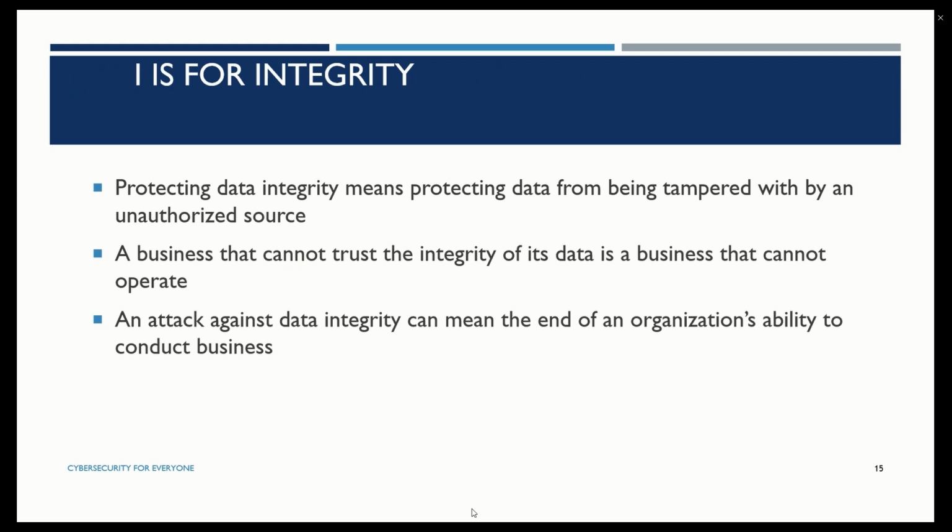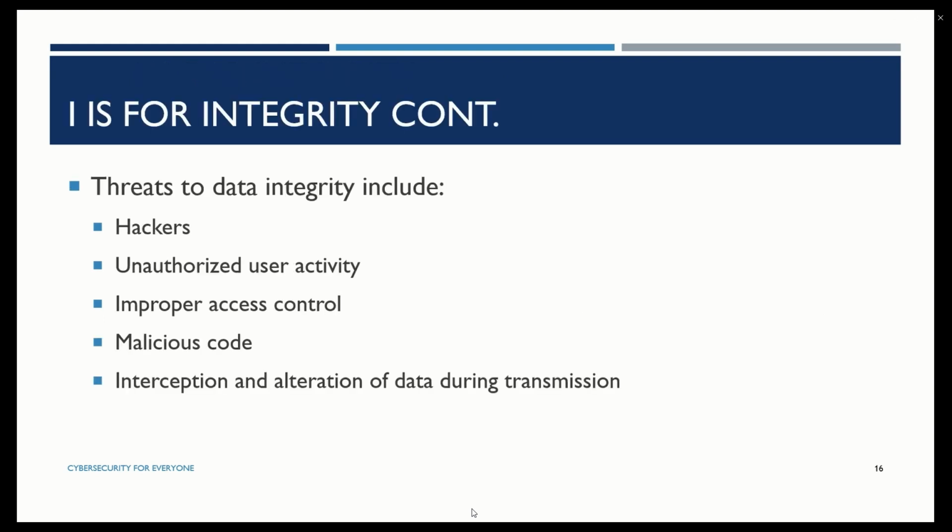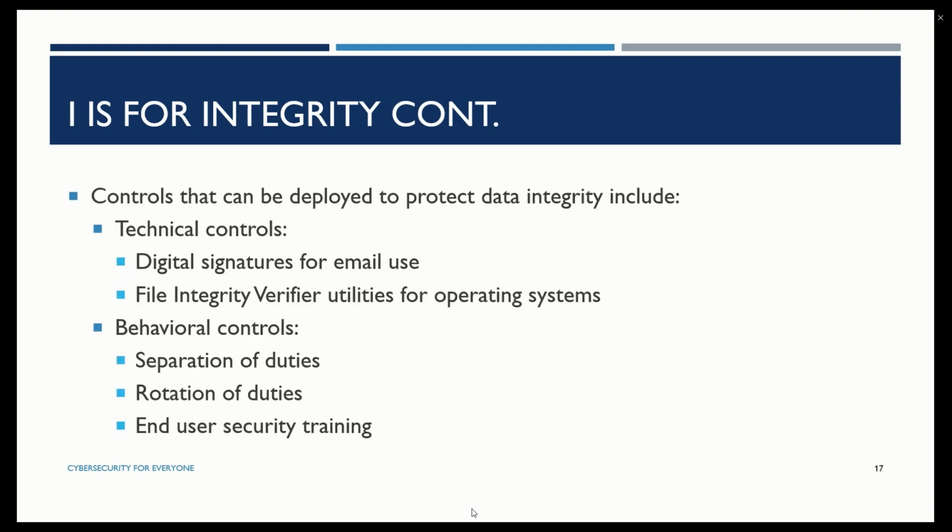Protecting data integrity means protecting data from being tampered with by an unauthorized source. Threats to data integrity include hackers, unauthorized user activity, improper access control, and malicious code. Controls that can be deployed to protect data integrity include technical controls or behavioral controls, like rotation of duties and end user security training.